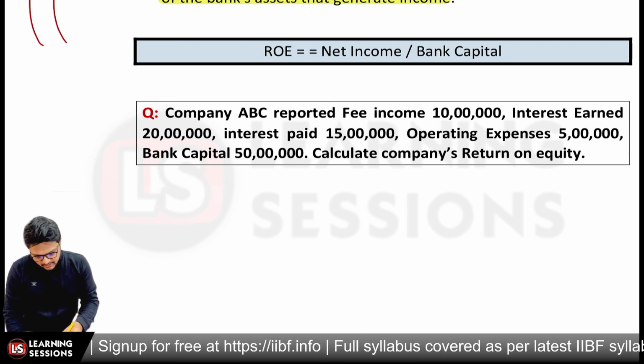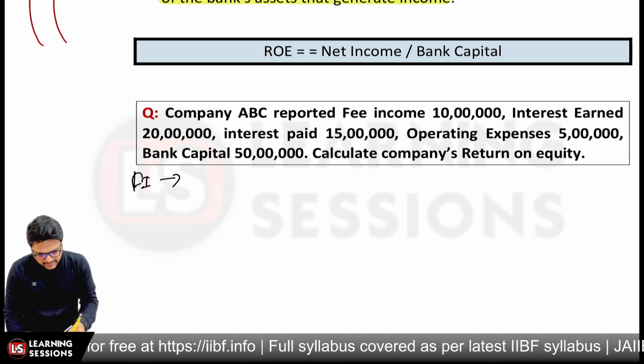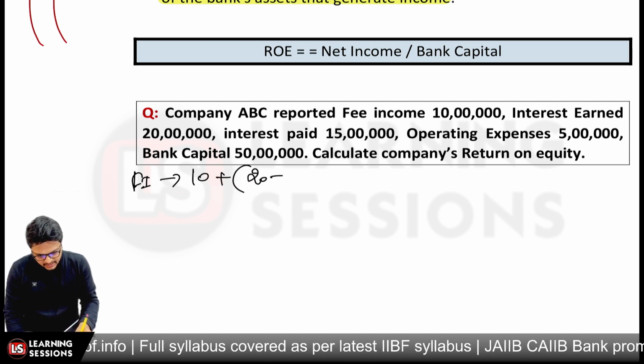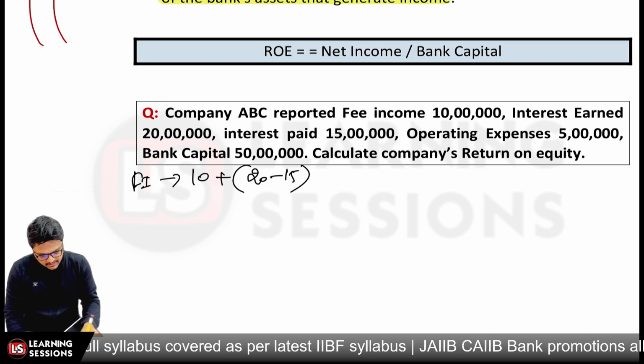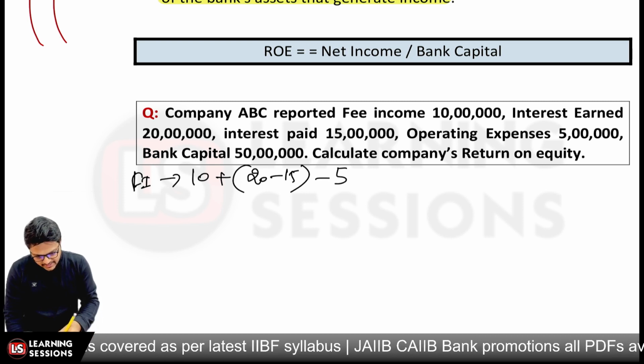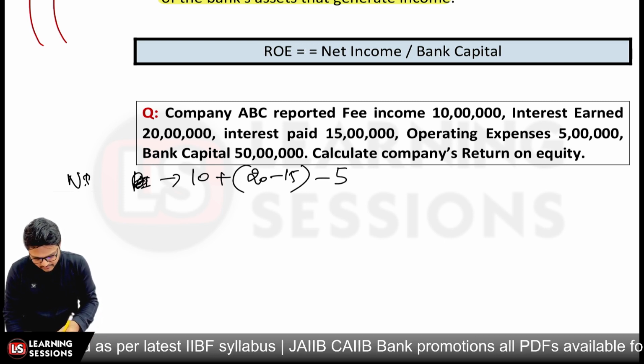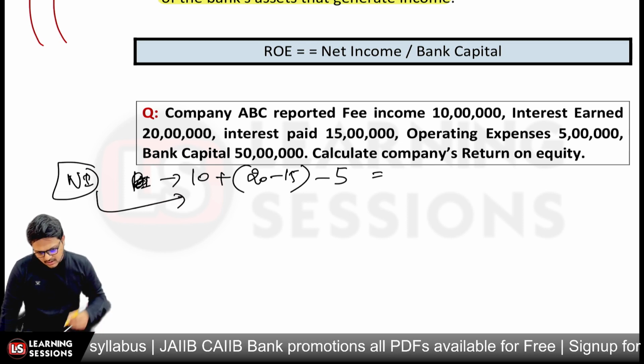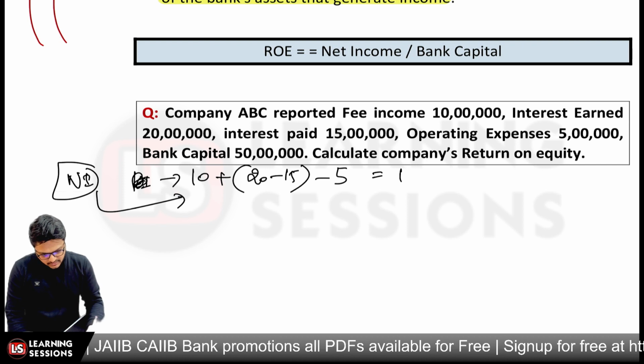So we are provided with the fee income of 10 lakh, and interest earned is 20, interest paid, so net income is 15, right? Then operating expenses. So this is your net income, not fixed income, fee income. This is the net income that we have calculated, which is equal to 10 lakhs over there.